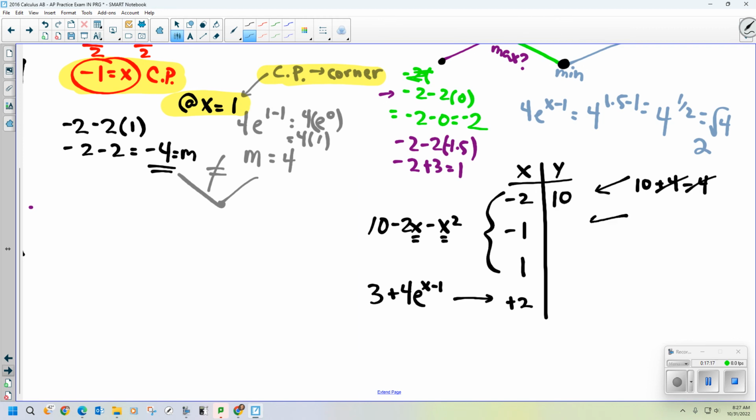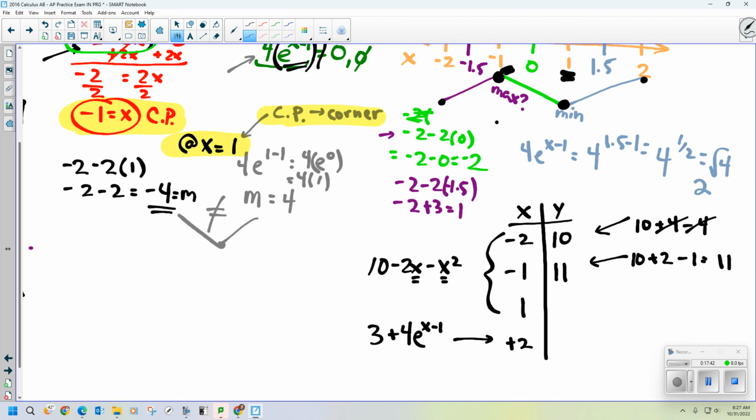Let's throw a -1 in. So it's 10. -2 times -1 is positive 2, minus 1 squared, which is -1. Okay, I'll be okay. It's 12 minus 1. Is that 11? It's 11. All right, it's good. So that looks like it might be a maximum so far. But according to our graph, it looks like this might be a maximum, but we got to check this to see if it's higher.